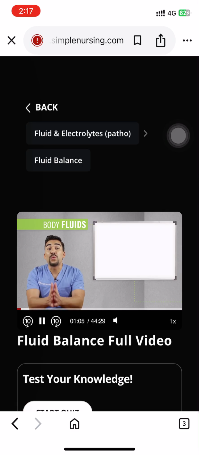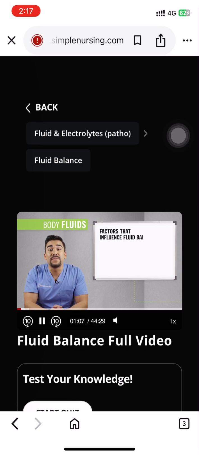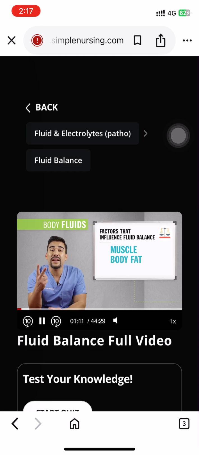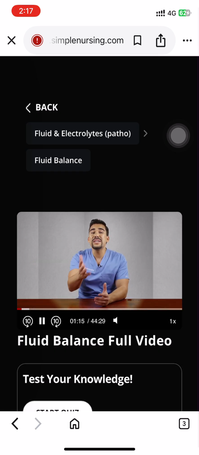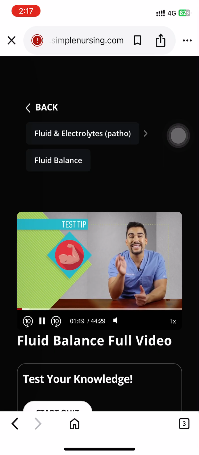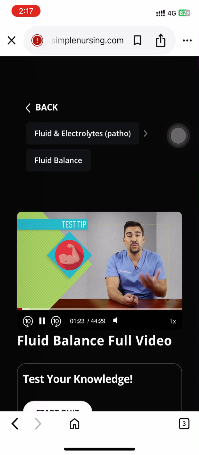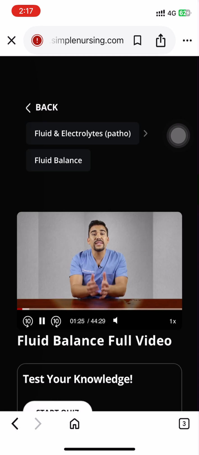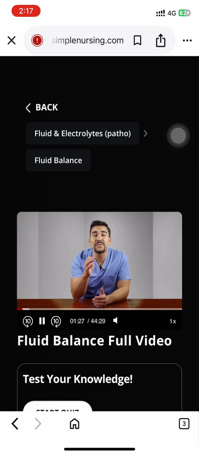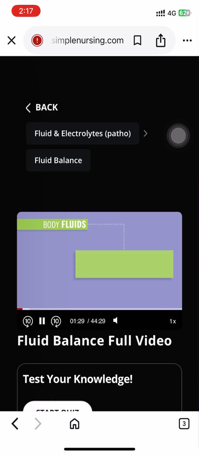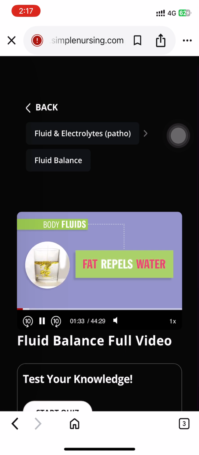Now, what are the top 3 factors that mostly influence fluids? Number 1, we have muscle, number 2 is body fat, and 3 is gender. So starting with muscle, muscle holds on to water. Guys, please write that down. That's a huge test tip. But also skin and blood contain the highest amounts of water in the body. So technically, obese patients have less fluid than those who are thin because fat cells repel water, kind of like how oil floats on the top of water.